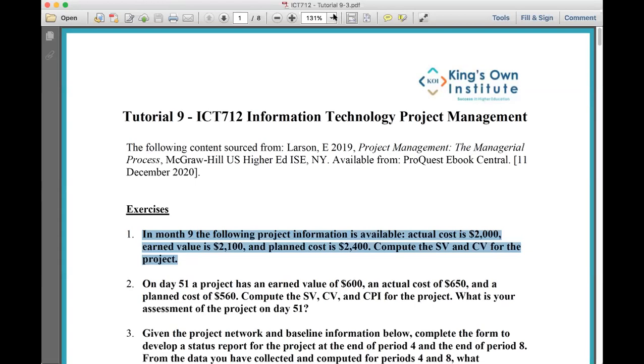So what do we have for the schedule variance? Minus 300. What does that actually mean? It means it's finished late. We are behind schedule. We are late. That's 100% correct. That is the correct answer. That's the first exercise, where we were talking about schedule variance and cost variance.